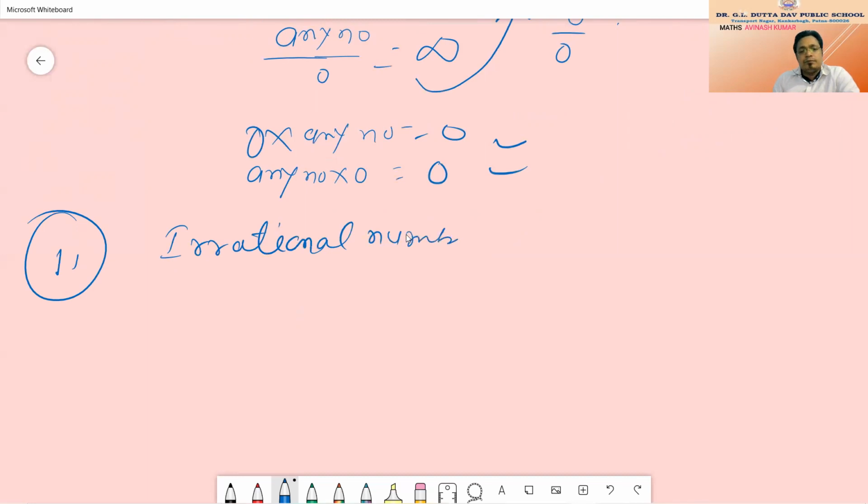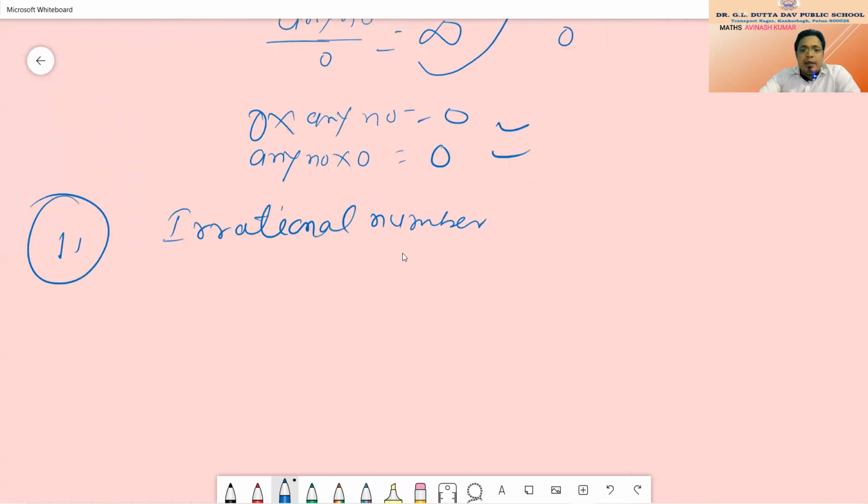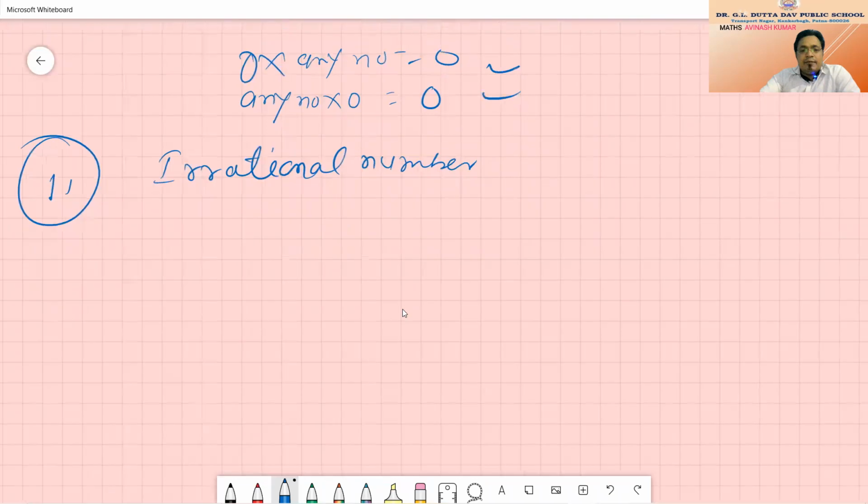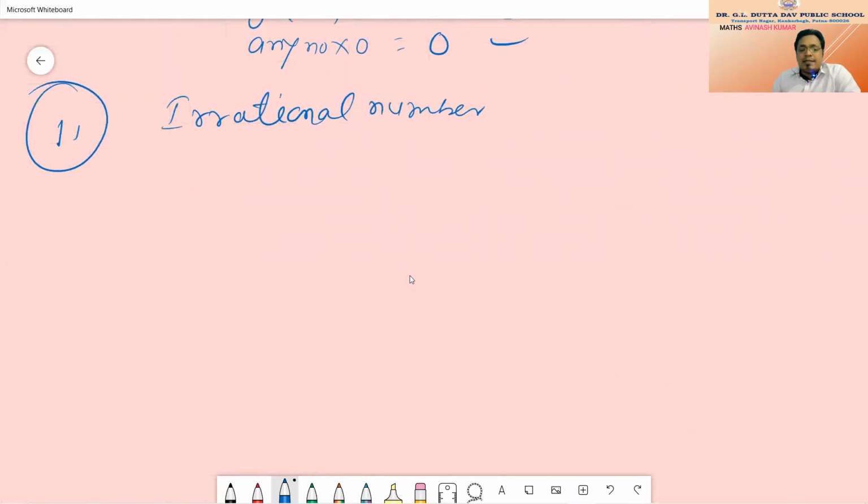Irrational number. Okay, students? Whenever we have to say something about irrational numbers, we simply say a number which is not rational is called irrational. Very good. But if we want to understand what an irrational number is, we should know about decimal numbers. Then we will make irrational numbers more clear. What is a decimal number?